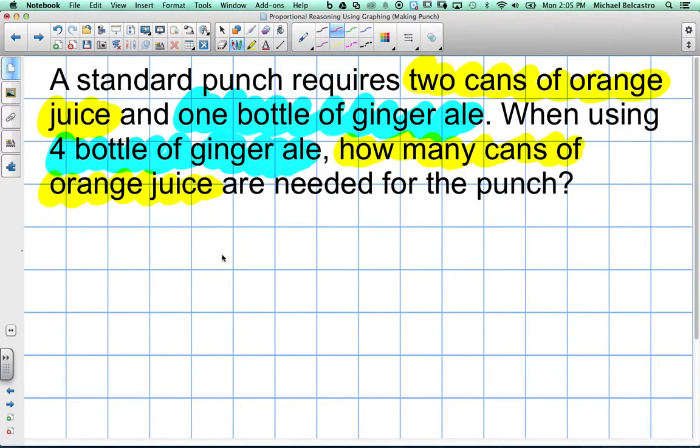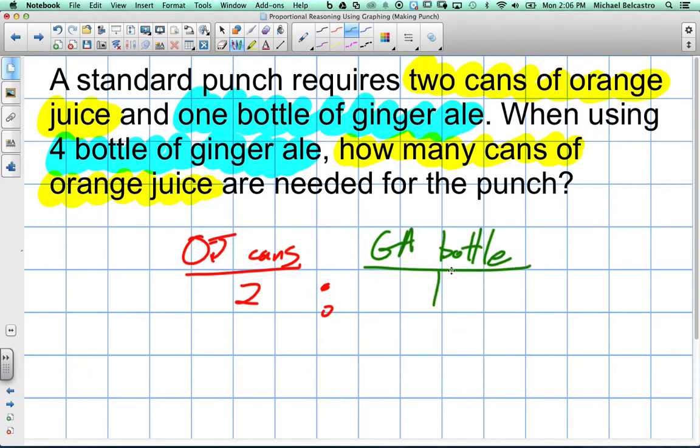So let's set this up. We have our category of OJ, and that's in cans. And let's make sure we spell it right. Cans, okay. And it turns out we need 2 cans of OJ, our ratio, for every 1 ginger ale bottle for a punch.